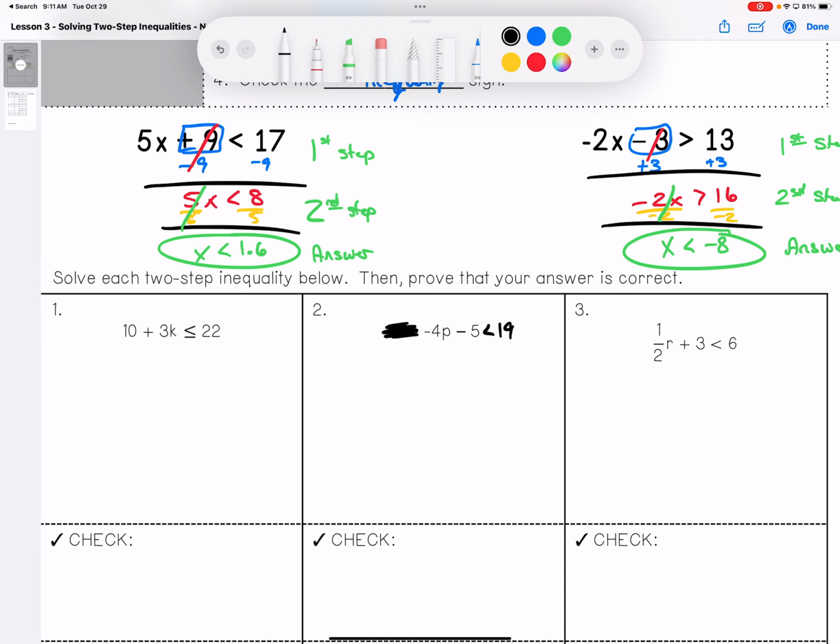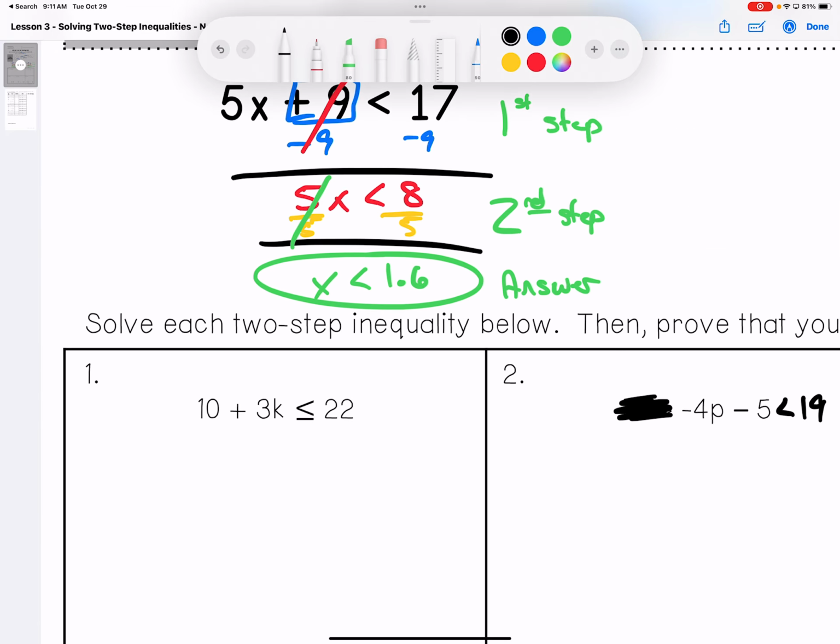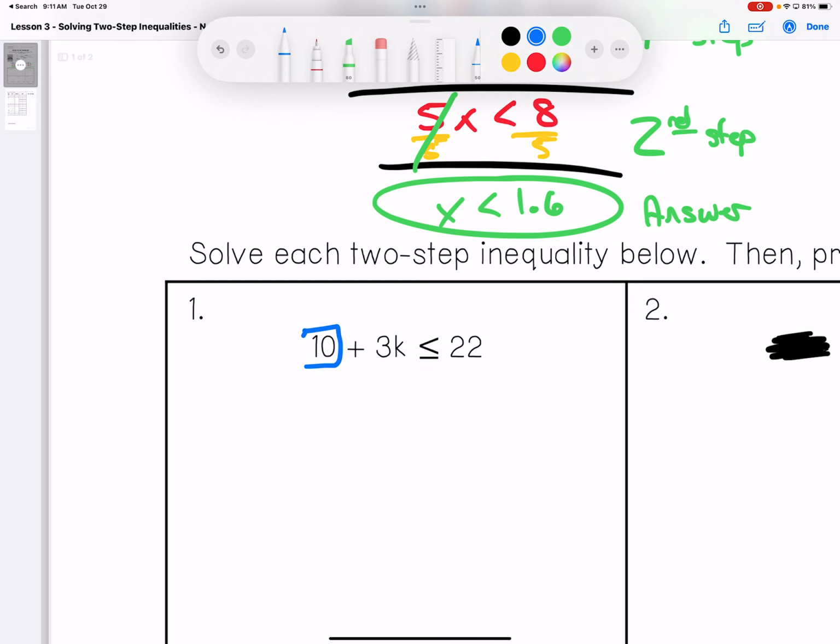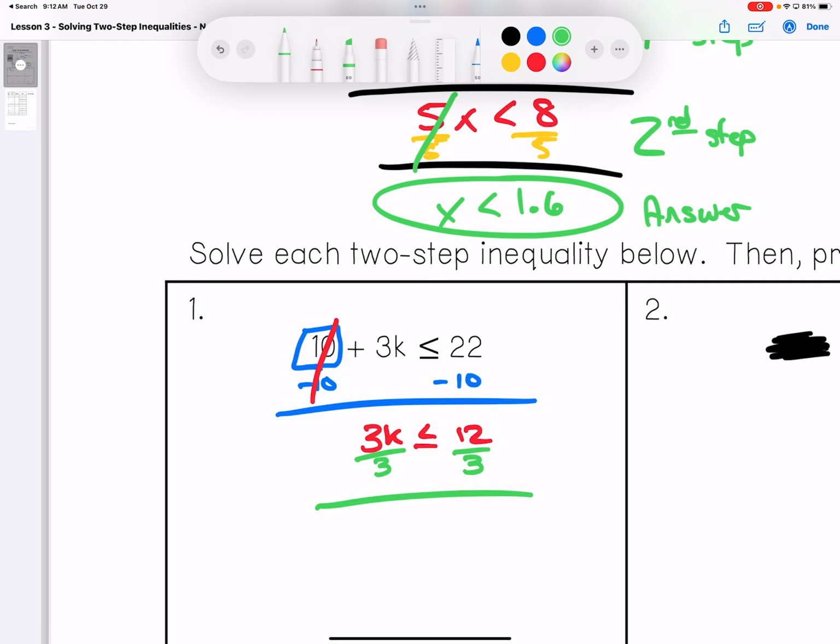All right. These are two-step problems. And let's get it started. We're going to undo the addition or subtraction. Coach, how do you know that's addition? Because the other one is multiplication and division. So that is a plus 10. So subtract 10. I'm going to be left with 3K is less than or equal to 12. Next, I'm going to divide by 3. And I'm going to be left with K is less than or equal to 4.